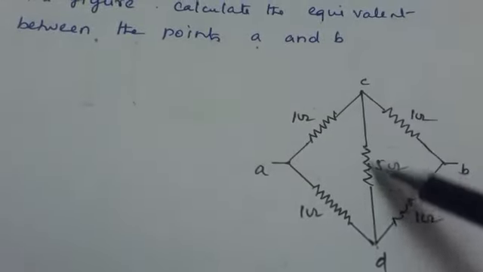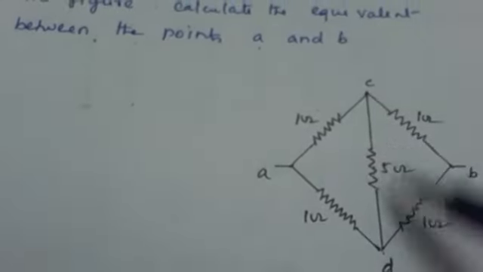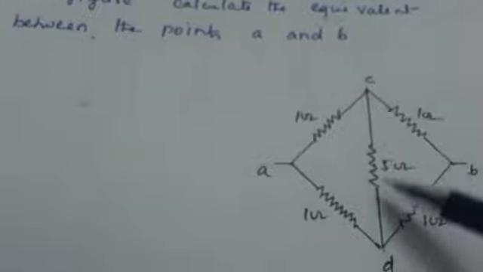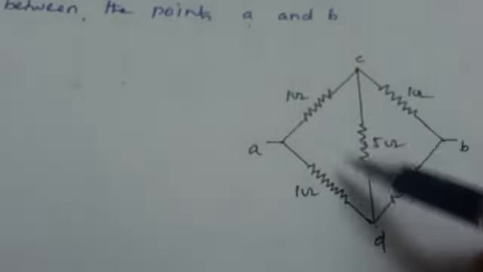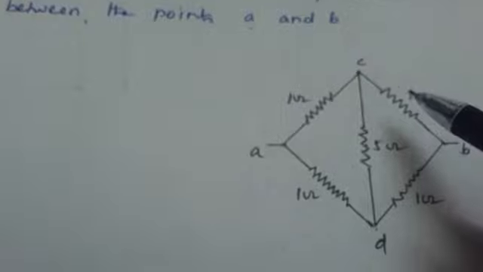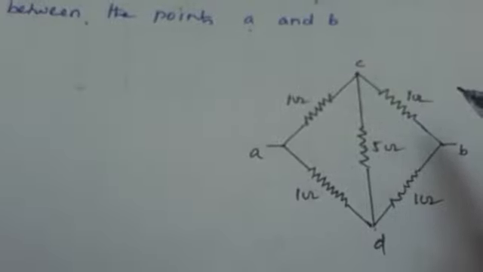So no current is flowing through CD. No current is flowing through what? CD. So the resistance 5 ohm is not having any role in determining the equivalent resistance. It doesn't have any role to find out the equivalent resistance. So leaving this 5 ohm resistor, I can simplify the diagram. So I can redraw like this.